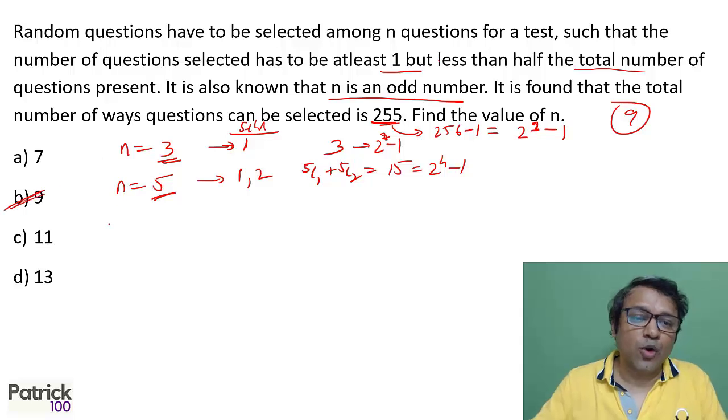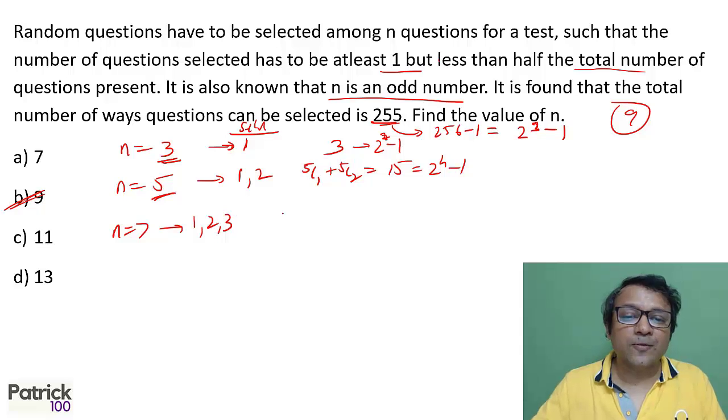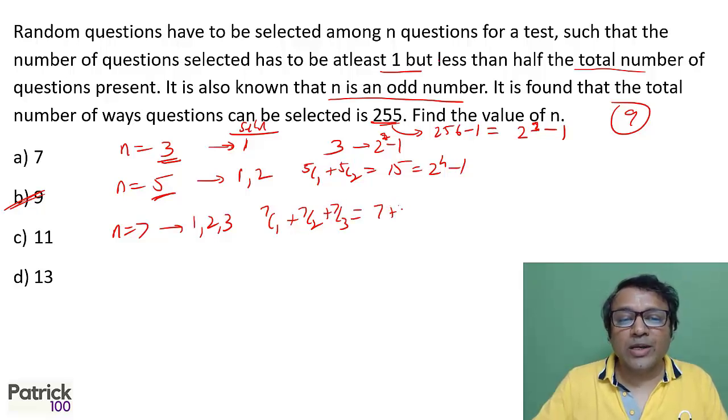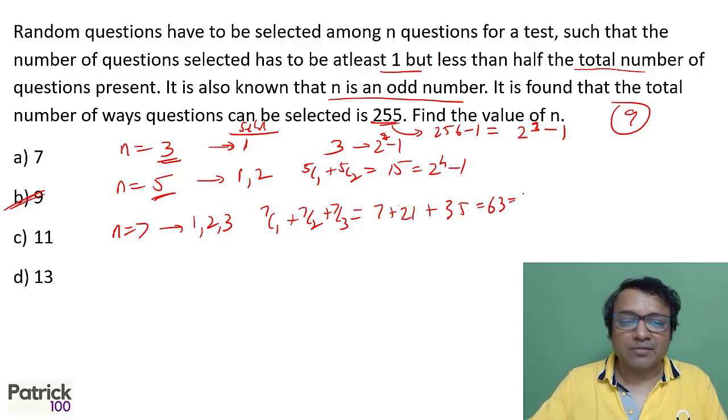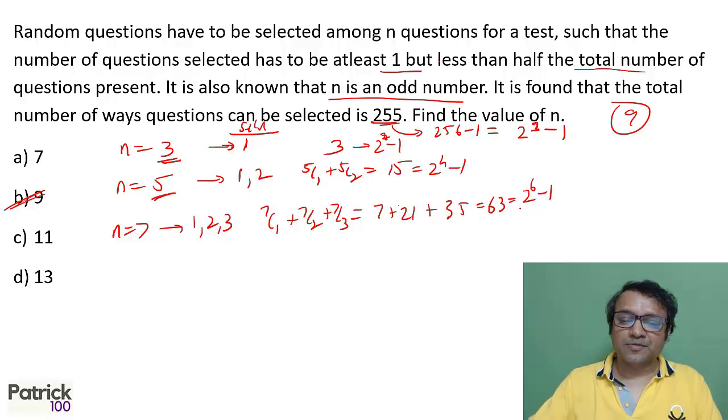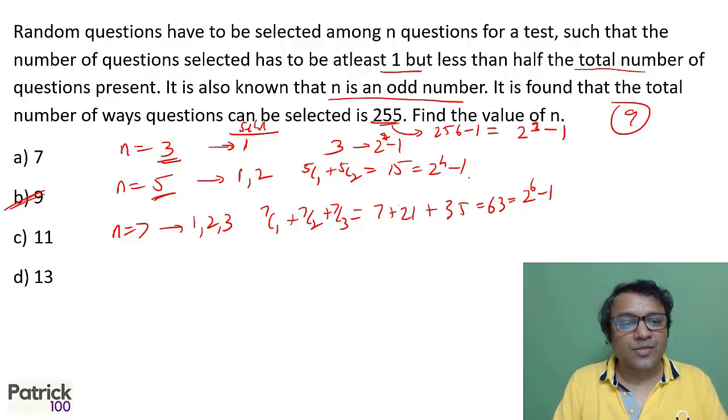It's B option. If you want, you can take one more number and check, n equal to 7. So the number of questions selected are 1, 2 or 3. So 1 question: 7C1 ways, 2 questions: 7C2 ways, 3 questions: 7C3 ways. This is 7, 21 and 7 into 6 into 5 upon 3 into 2 into 1, which is 35. If you add, it will be 63. So again, you will get 2 raised to 6 minus 1. So you get a pattern. Find a pattern, and from that you will get the value. So 9 should get 255 as the answer.